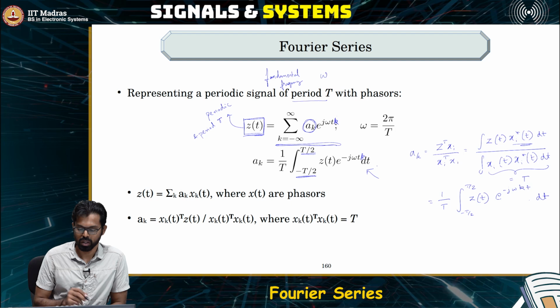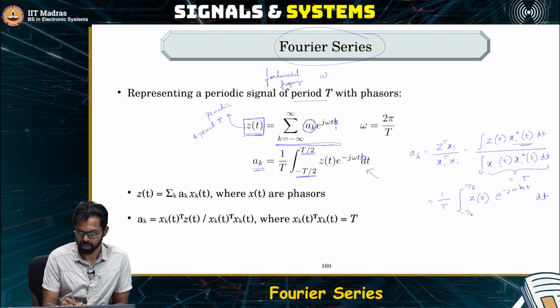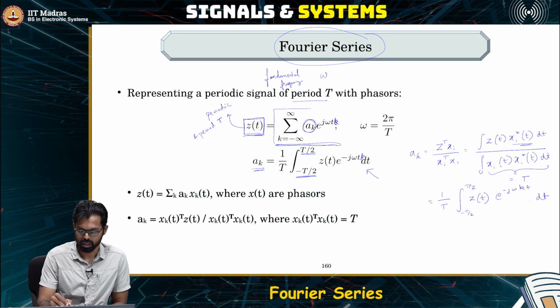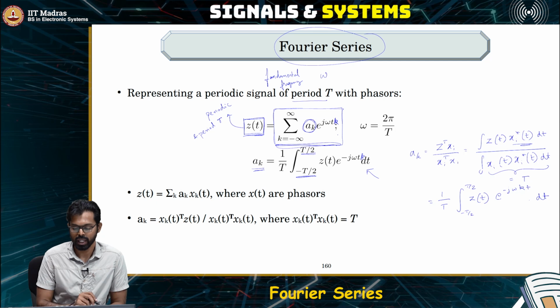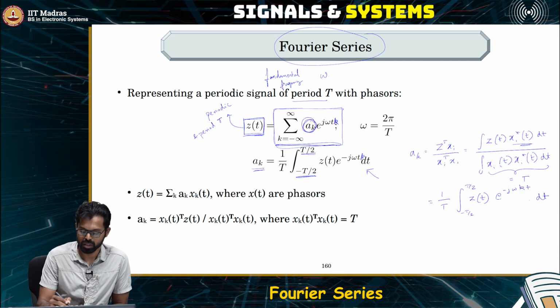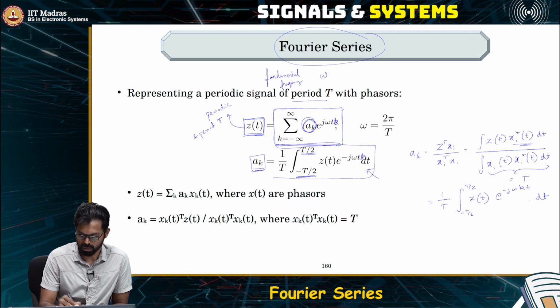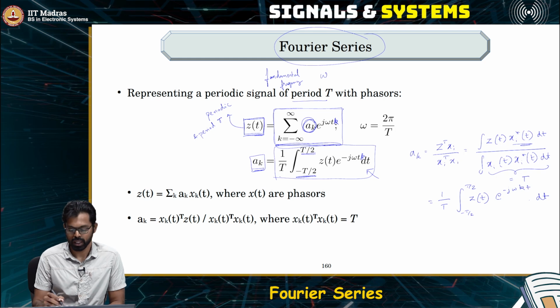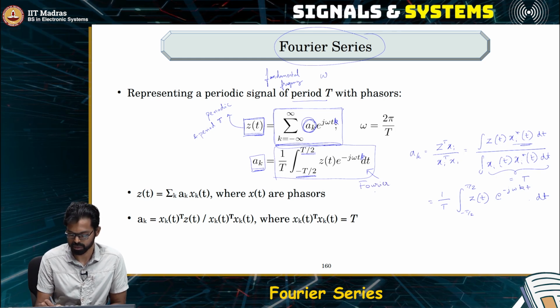This is called Fourier series. So we have a series here, right? Basically, what we have done is represent any periodic signal in terms of a series. And the coefficients of this series are computed through this equation. This computation is what we refer to as Fourier series representation.